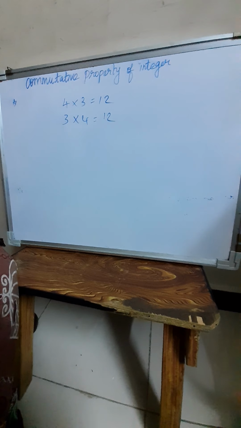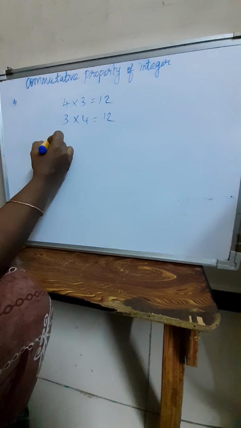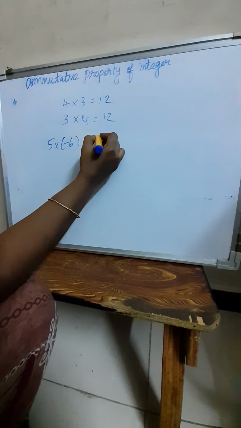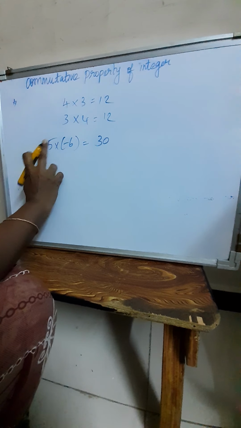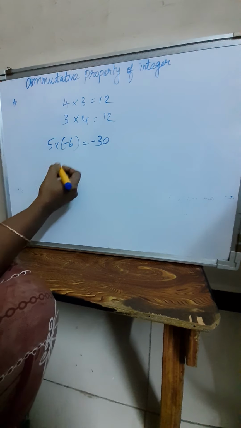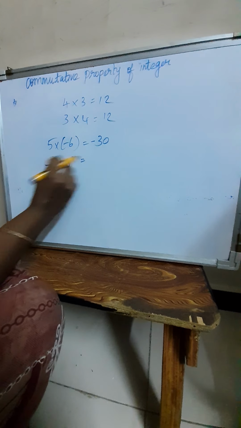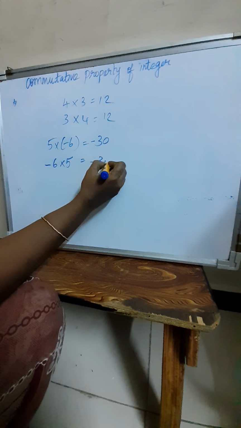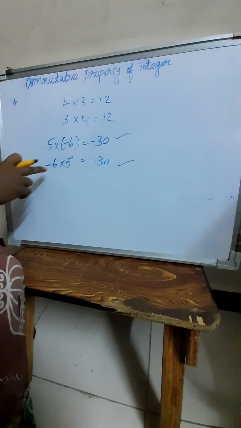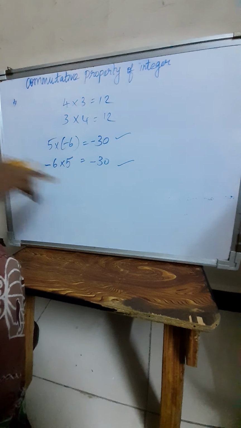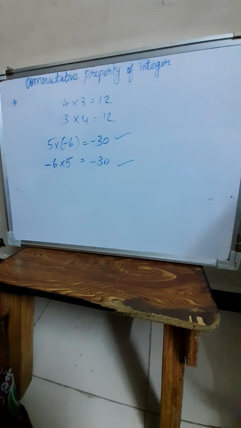Now I am taking integers, that is, including negative numbers also. So I am taking 5 into minus 6. 5 sixes are 30, there is one minus sign, plus into minus, minus 30. Now I interchange and write minus 6 into 5. 6 fives are 30, again minus 30. So the commutative property is true for multiplication of integers. Okay. Now let us try for division.